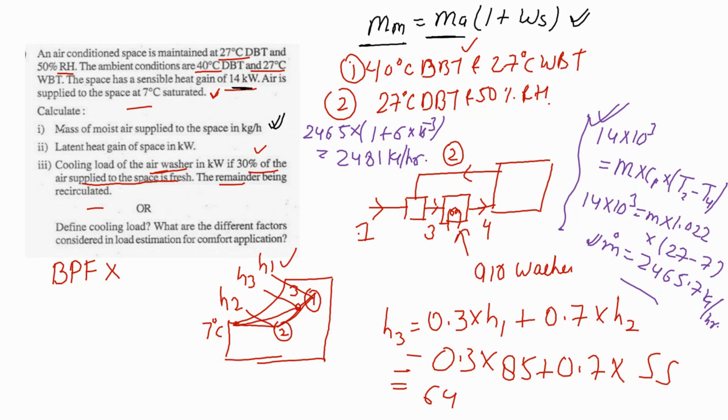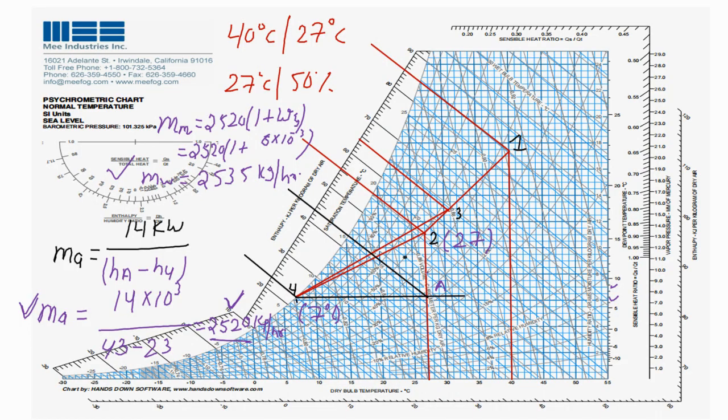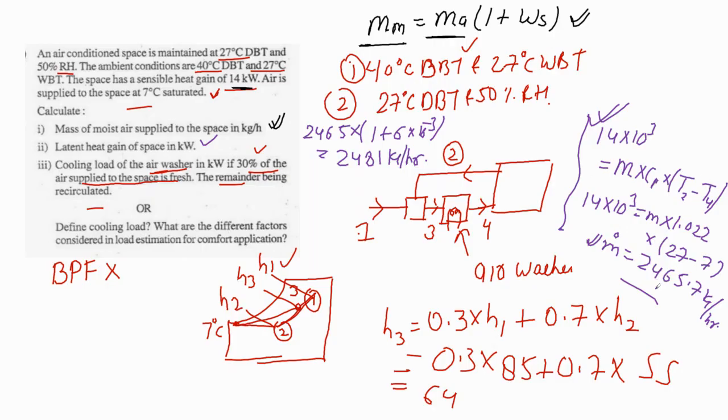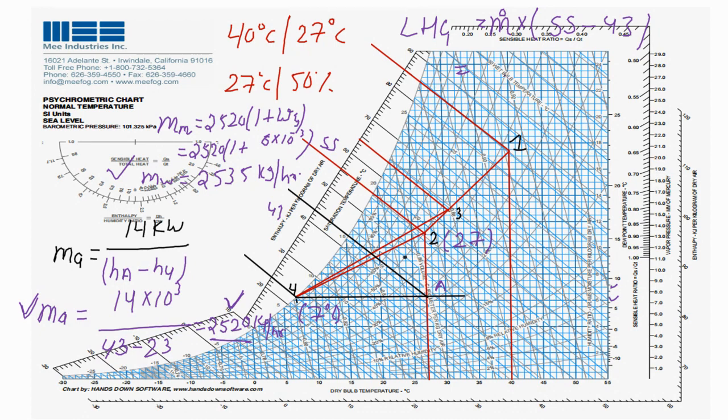Now next is the latent heat gain of the space. Latent heat gain is H2 minus HA. The enthalpy at point 2 is 55, and the enthalpy at point A is 43. So the latent heat gain is mass flow rate multiplied by 55 minus 43. This is the latent heat gain. What mass flow rate did we get? If you take this mass flow rate, 2465.7, then 2465.7 into 55 minus 43.